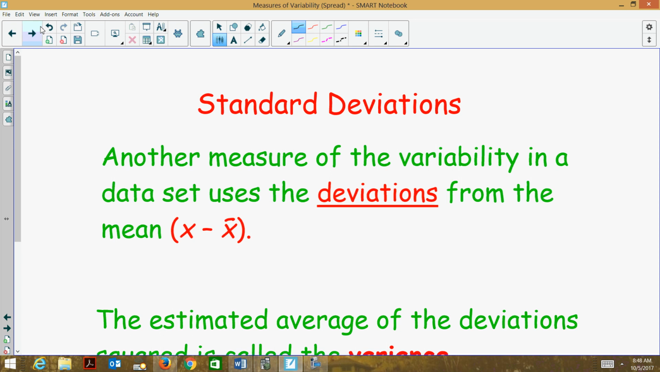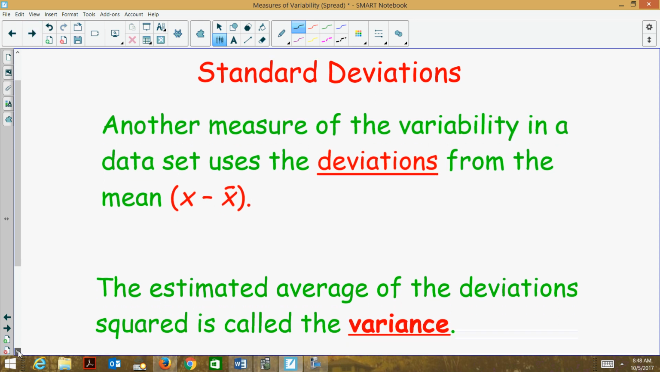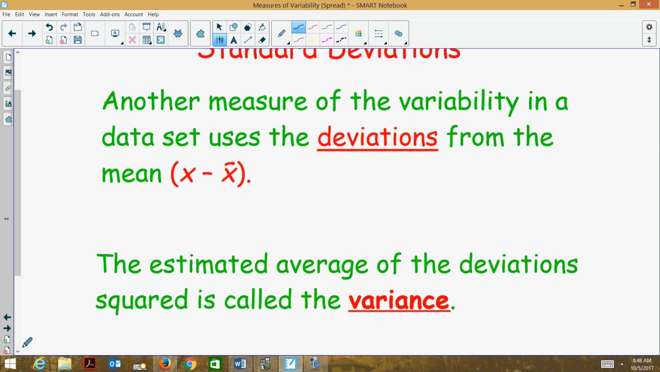Standard deviation is the third way in which we can talk about spread and variability in our data sets. Another measure of the variability in a data set uses the deviations from the mean, which is the difference between the value and the mean. We get an estimated average of the deviations squared, and we call this the variance. The variance helps us find the standard deviation.